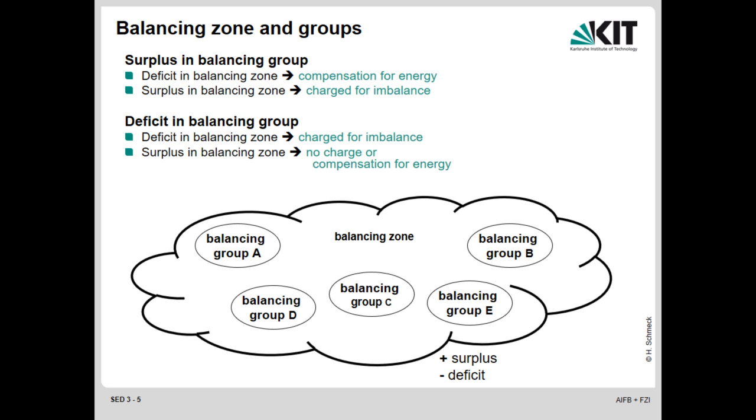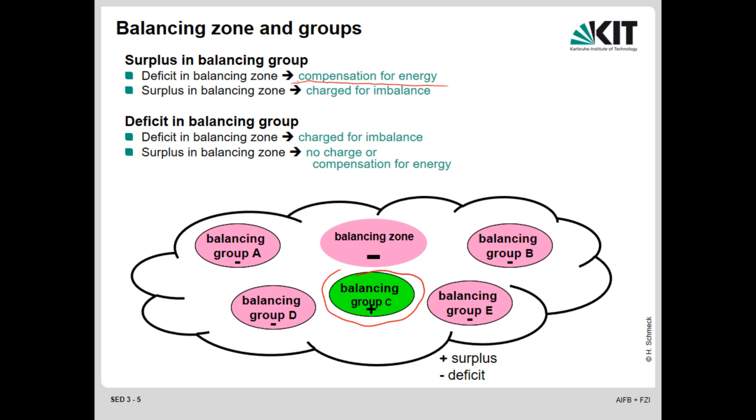What does this mean? Assume this is the balancing zone, and we have all kinds of balancing groups. Now you are charged for imbalances. Maybe you have a situation where the balancing zone has a deficit in power. Now there is this balancing group here, which has a surplus. Having this surplus is also an imbalance inside that balancing group, but it will reduce the deficit of the balancing zone. So in this case, you have a surplus in the balancing group and a deficit in the balancing zone, so you get compensated for energy. You get paid for that extra energy that you don't need locally and that can be used to reduce the imbalance between demand and supply.